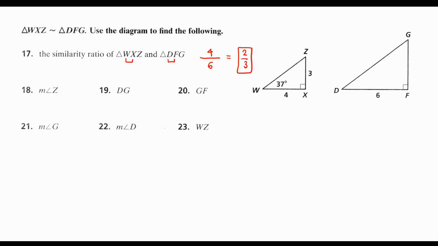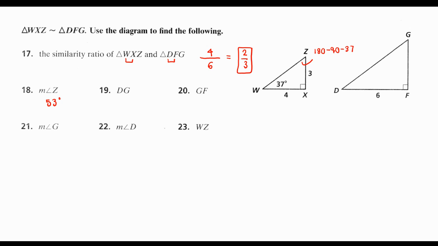Because that triangle WZX has a 90-degree angle and a 37-degree angle, I can go ahead and find the measure of the angle. So to find this angle, I want to do 180 minus 90 minus 37. When I subtract those three, it looks like we get our answer to be a 53-degree angle.